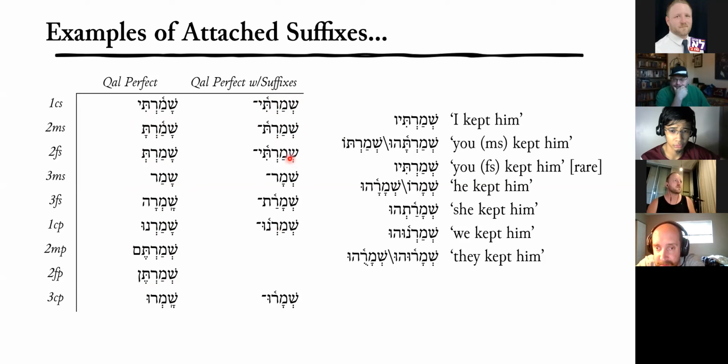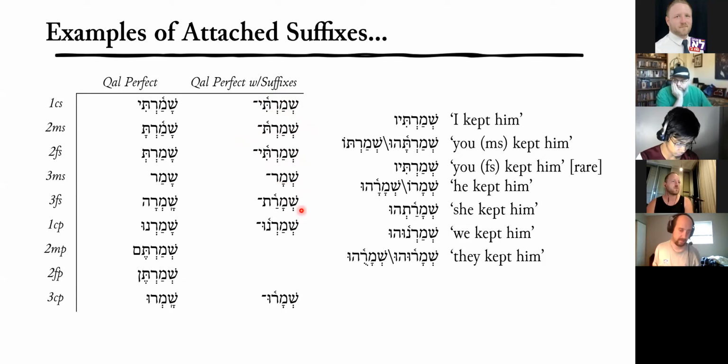Notice that the first common singular and the second feminine singular are the same form. That's a little weird, but that's how it operates. There are only 16 instances of the second feminine singular adding a suffix in the Bible. So most of the time when you see it, it's going to be first common singular. You don't need to worry about the feminine. Shmalt would be the 'you have done it.' So shmalto, shmaltahu, something like that.